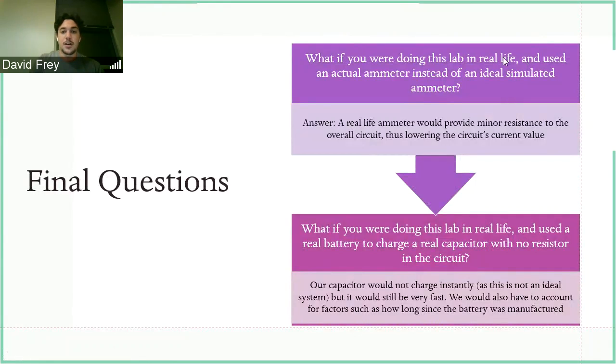Finally, if you were doing this lab in real life and used an actual ammeter instead of an ideal one, what would happen? The real ammeter would provide minor resistance, which would alter our current value. And if we were using a real battery to charge a real capacitor with no resistance in the circuit, what would happen? The simulator says it would charge instantly, but in real life it would just charge very fast, because you have to account for minor resistances in the wires and the batteries and how long the battery was fabricated.